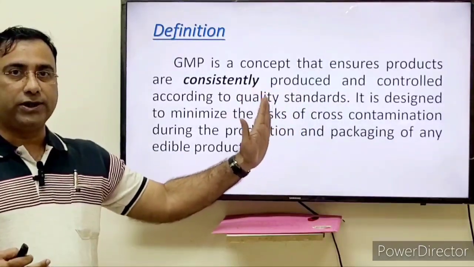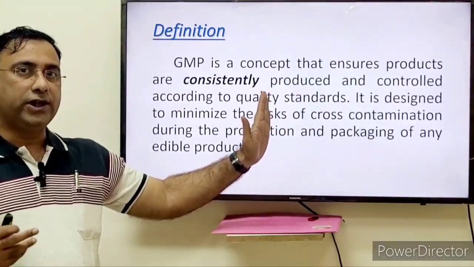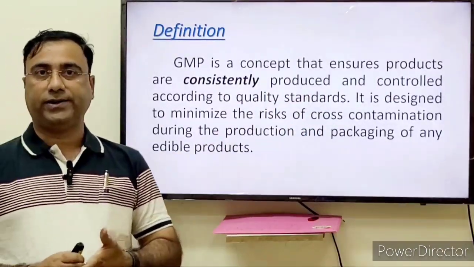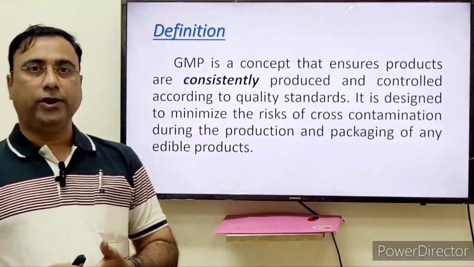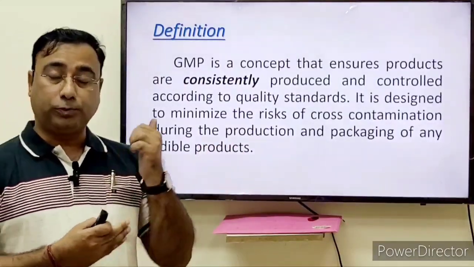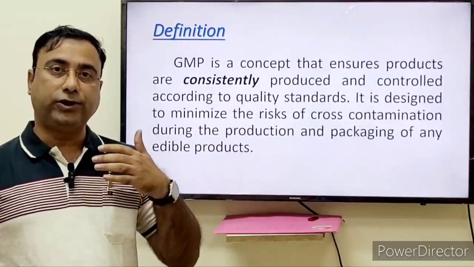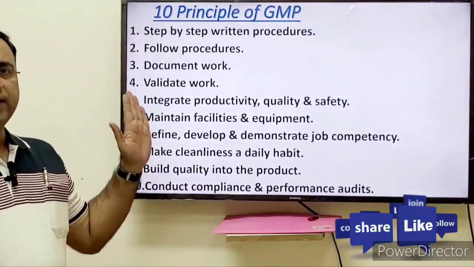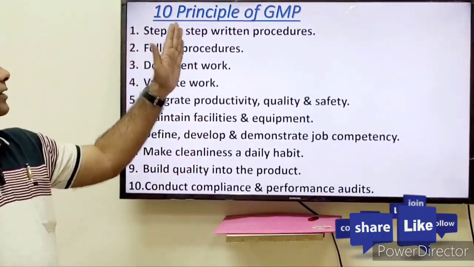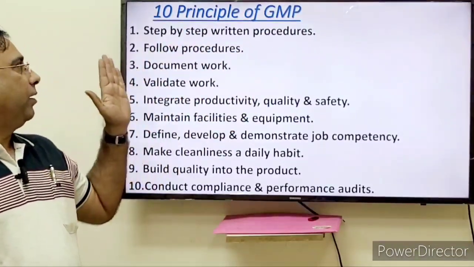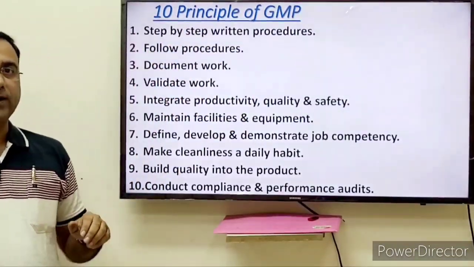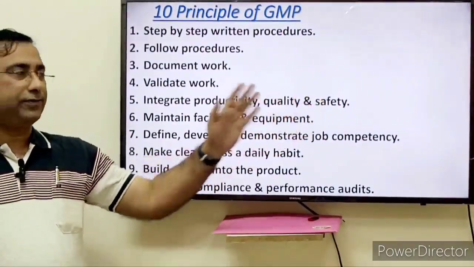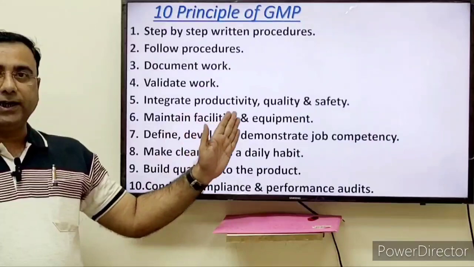Whatever the established quality standards are, they are continuously and consistently maintained, and it is designed to minimize cross-contamination during food product production as well as during the packaging of that food product. It has 10 principles. Principle 1, step-by-step written procedure; follow procedures; document work; validate work; integrate productivity, quality and safety; maintain facility and equipment.